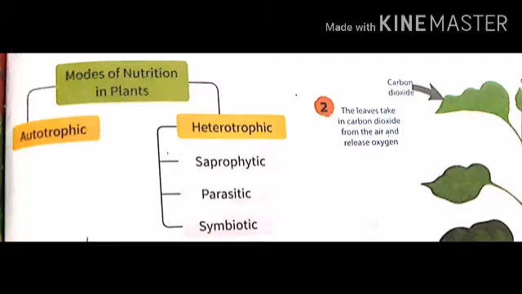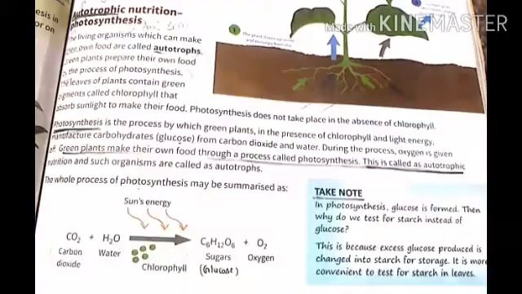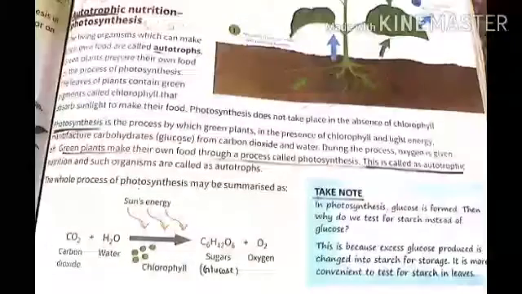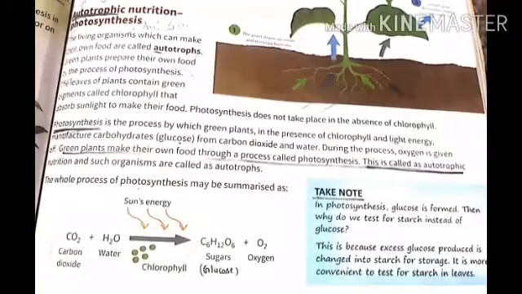Now I will explain autotrophic nutrition. When I say auto, it means self. So the organisms which are self-dependent and prepare their own food are called autotrophs. For example, green plants, they prepare their own food by the process of photosynthesis. Actually, the leaves of a plant contain a green pigment called chlorophyll that absorbs the sunlight to make their food. In the absence of chlorophyll, photosynthesis doesn't take place.